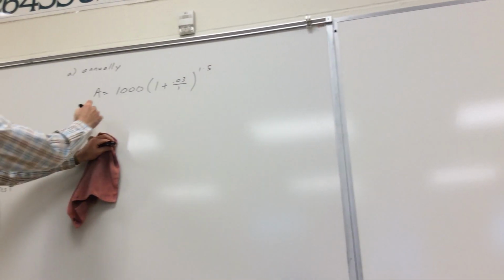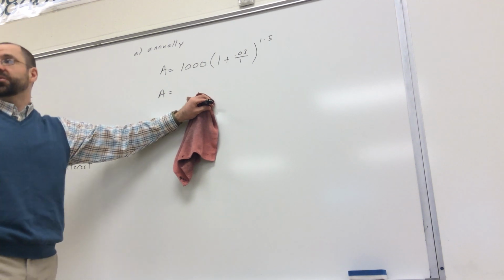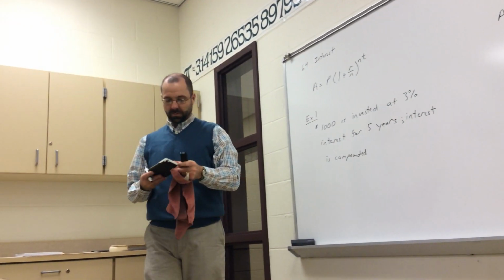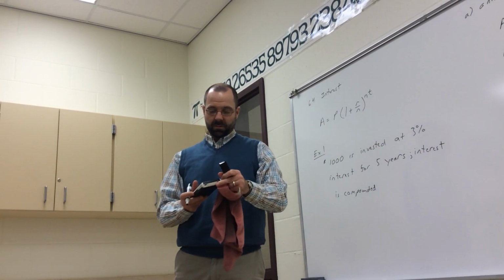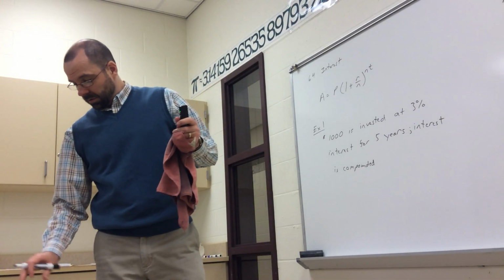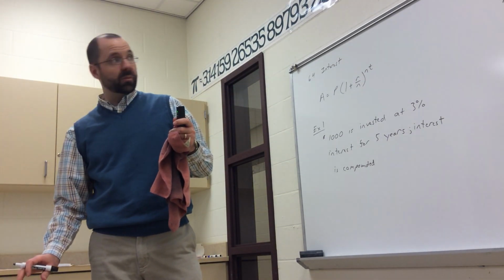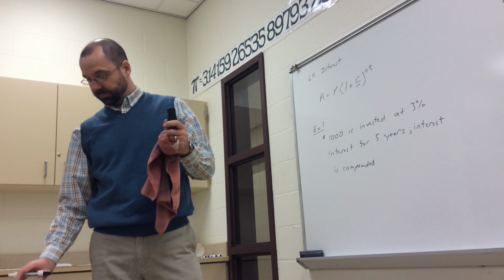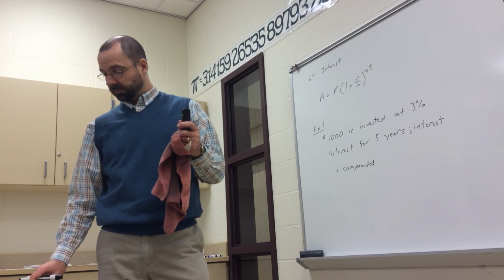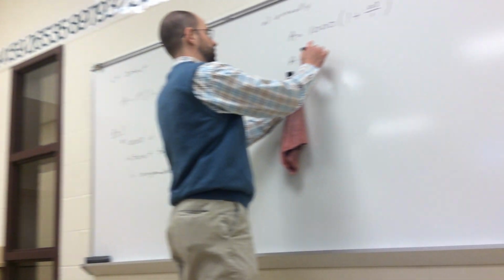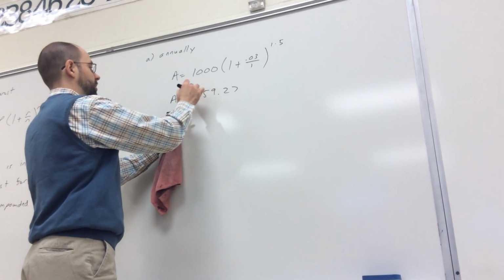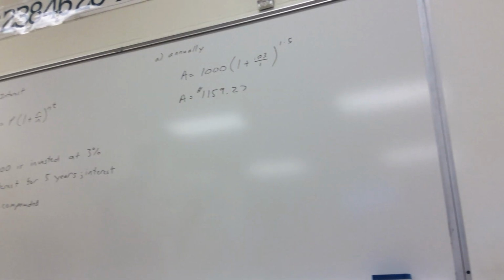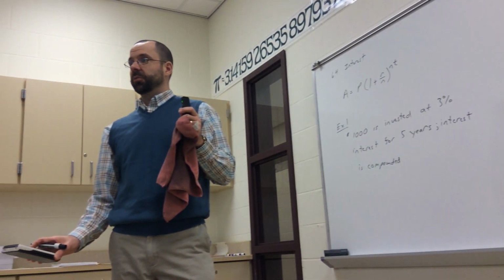So now you just type all that in, and then you get your answer for how much money you're going to have after 5 years. So it's just 1,000 times 1.03 to the 5th power. So if you type everything correctly, it should come out to $1,159.27. Everybody good with that?